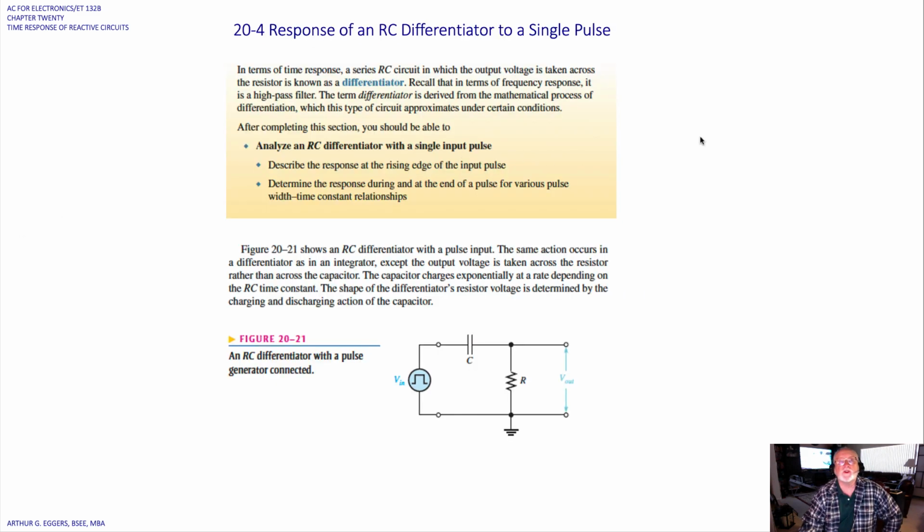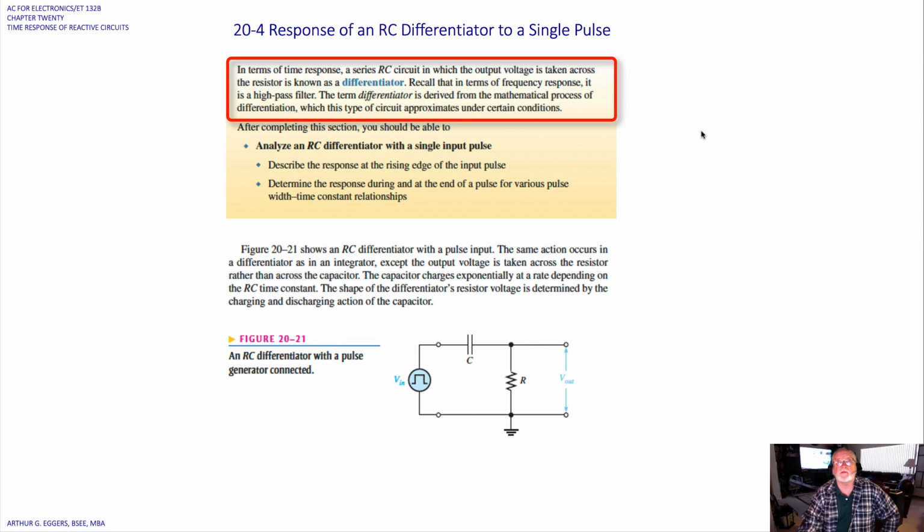Now we move on to the RC differentiator. We'll start again with the single pulse. In terms of time response, a series RC circuit in which the output voltage now is taken across the resistor is known as a differentiator. Recall that in terms of frequency response, it's a high-pass filter.